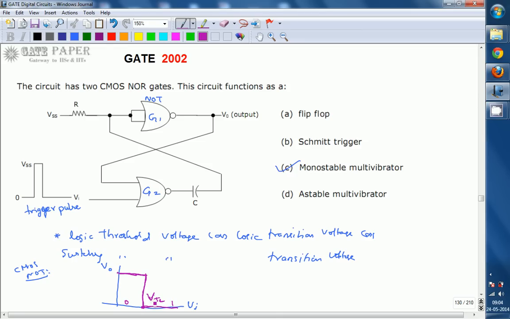as 1 to 0. If Vi is increasing, at that time first it will be 0, later from VTL onwards it will become 1. If Vi is decreasing, first it will be regarded as logic 1. Once it reaches this VTL, it will be treated as logic 0. Below that also logic 0. Like that. So with the help of this, we are going to discuss the monostable multivibrator operation.